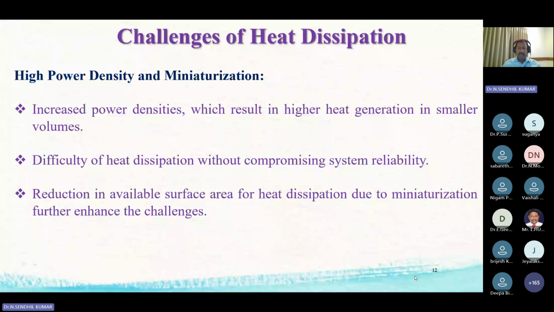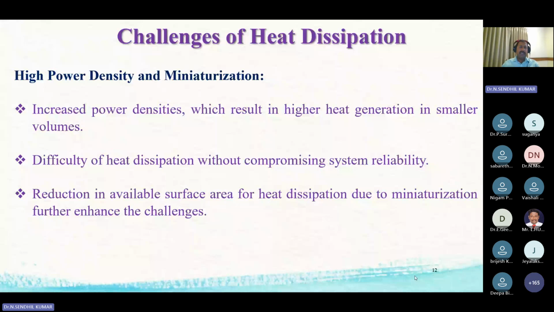A small volume means a smaller surface area is available. For heat transfer, Q is equal to HA delta T, as you know very well. Q is the heat transfer, H is the heat transfer coefficient, A is the surface area, and delta T is the temperature difference. Here Q is directly proportional to area. If the area is very small, what will happen? The heat transfer is also very small. The heat removal rate is also very small.